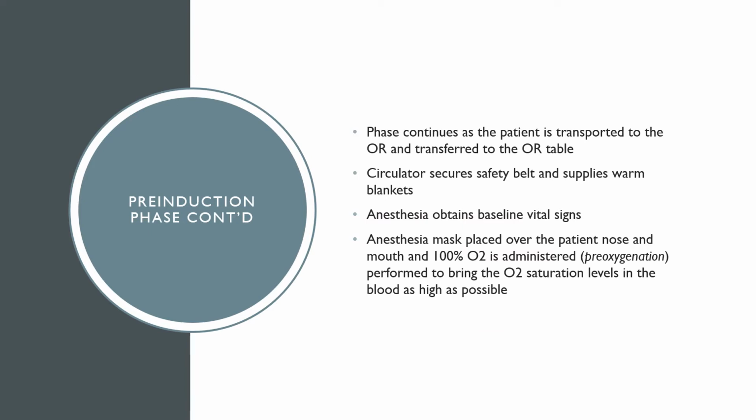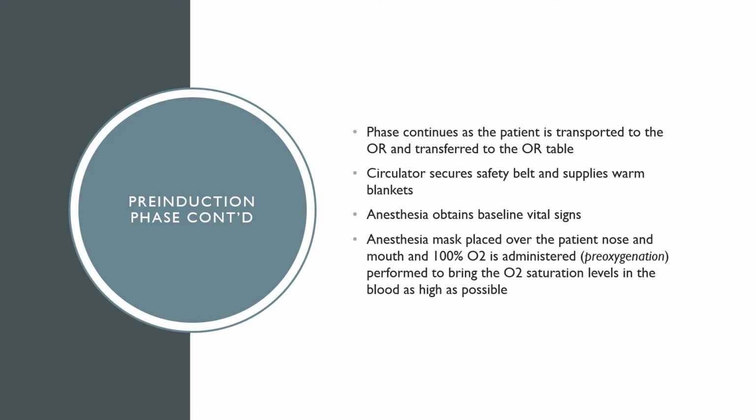Okay, a little bit more on the pre-induction phase. This phase continues as the patient's transported to the OR and as they're transferred to the OR table. Once they're in the OR and on the table, the circulator is going to secure their safety belt first, and then they're going to supply that patient with some warm blankets. As we've covered in the past, hypothermia is a very real thing in the OR. It is extremely cold in there, so the circulator is going to make sure that she gets those blankets to keep that body temperature normal.